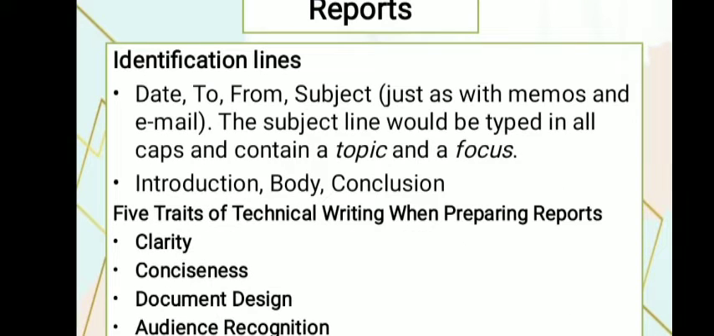Next is the reports. So reports also have identification lines, which are the date, to, from, and the subject, just as with memos and email. So the subject line would be typed in all caps and contain a topic and a focus. It also has introduction, body, and conclusion. So reports have five traits of technical writing. First is clarity, conciseness, document design, audience recognition, and the last one is accuracy.